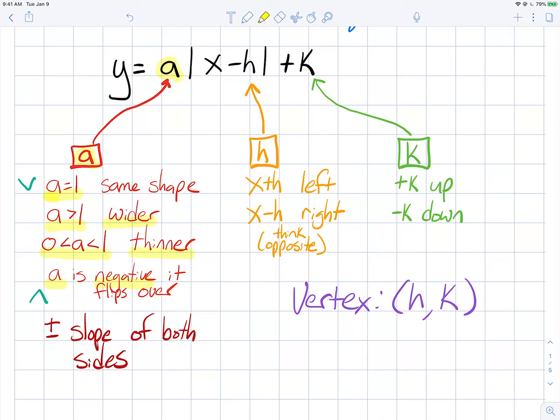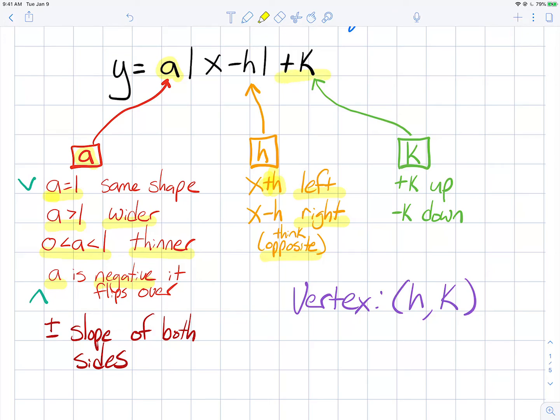The h, which is with your absolute values, with the x, if it says x plus h, it's going to be moving to the left. If it says x minus h, it's going to be moving to the right. So you need to think opposites, because there's already a minus sign there. So when you have two negatives, negative times a negative is a positive, and all of a sudden it says x plus a number, and it's moving to the left. If it says x minus, then it was already a positive h, it's moving to the right.